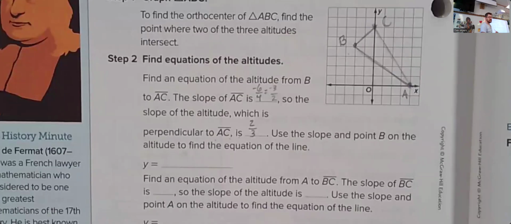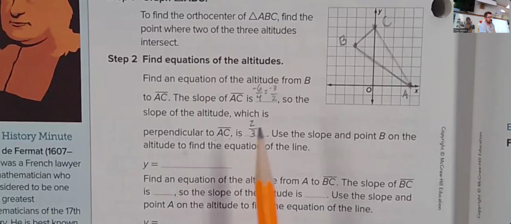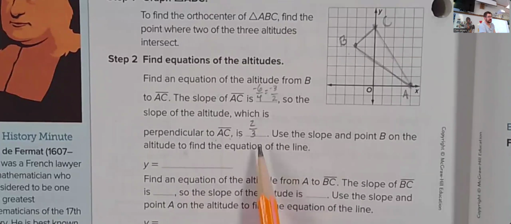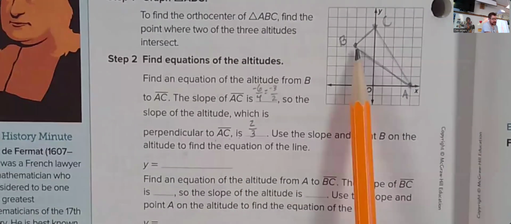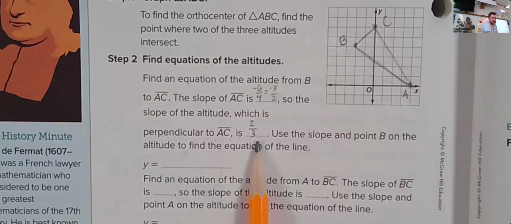Yeah, you're right. So perpendicular to -3/2 is positive 2/3, the opposite reciprocal. Perpendicular slopes are opposite reciprocals. So if it starts negative, it becomes positive, and you flip the fraction over. If it starts positive, you turn it negative, and you flip the fraction over. So the slope from B to this line is 2/3.